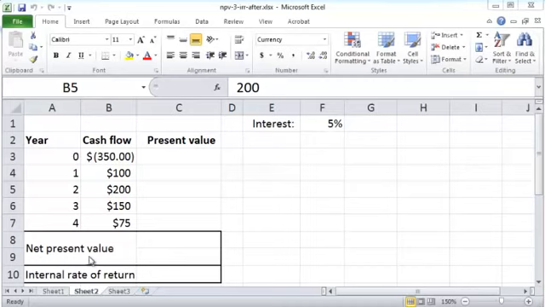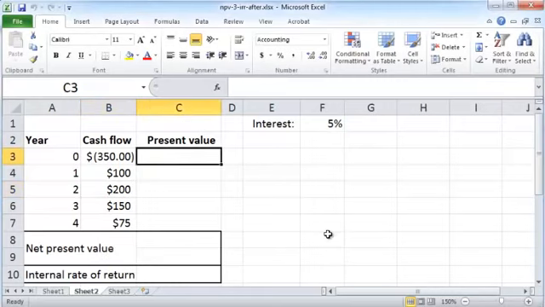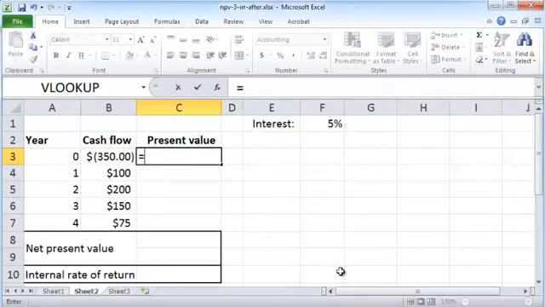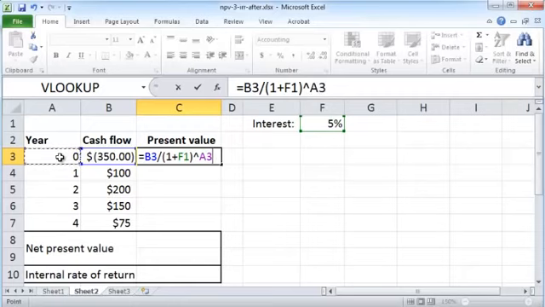So to calculate the net present value, I'm first going to do it the longer way, which is to say that I will calculate the present value of each of these cash flows. The present value is the cash flow divided by the discount rate. The discount rate is the interest rate raised to the power of how many time periods away we're getting the money from. So in this case it is 0 because we are immediately paying off the money.